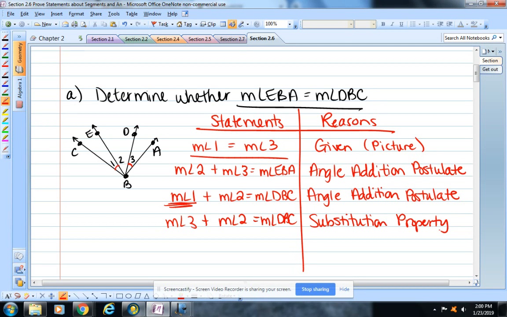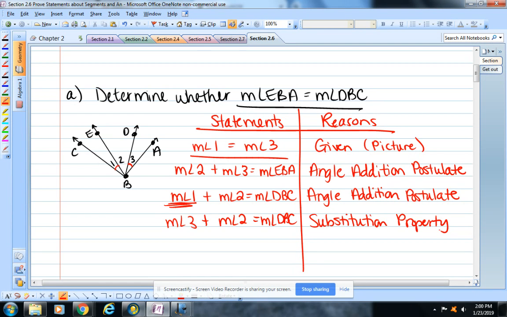So if they both equal the same thing, then they can be equal to each other. That's called the transitive property. If two things equal the same thing, then they equal each other. It's on your sheet. Okay? The transitive property is on your sheet. If two things equal the same thing, then they equal each other.